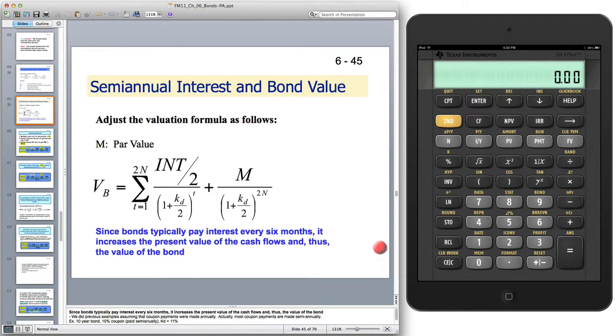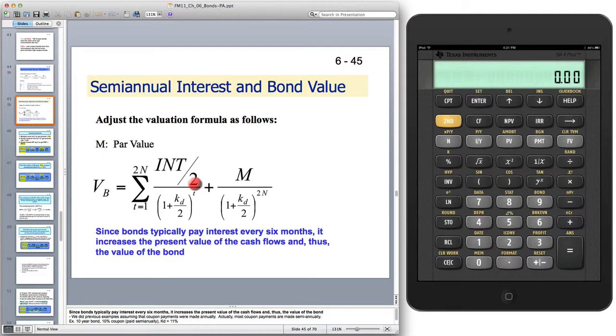Next slide. The formula has to be adjusted. Since bonds typically pay interest every 6 months, semi-annual bonds, they increase the present value of the cash flow and thus the value of a bond. So now instead of getting interest at the end of 12 months, you get it at the end of 6 months. And so the core concept there is, if you're getting interest at the end of 6 months, you get to reinvest it at the prevailing market rate, and thus you are earning interest on interest.